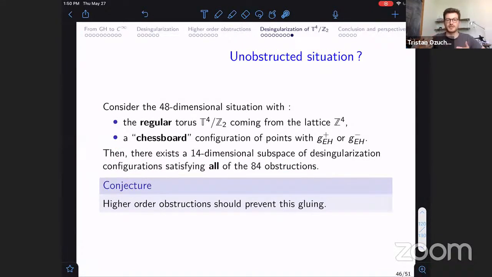Since this is a very symmetric situation, some of these obstructions become equivalent to each other, and in that case, it's possible to find configurations that satisfy all of the obstructions. And so you might want to try all of these directions of gluing and maybe try to find a Ricci-flat metric there. But I would conjecture that it's not possible, and that higher order obstructions should prevent this gluing. I have no real idea. It just looks like there is an infinite number of equations to satisfy, and I just don't believe that it should be possible to satisfy all of them.